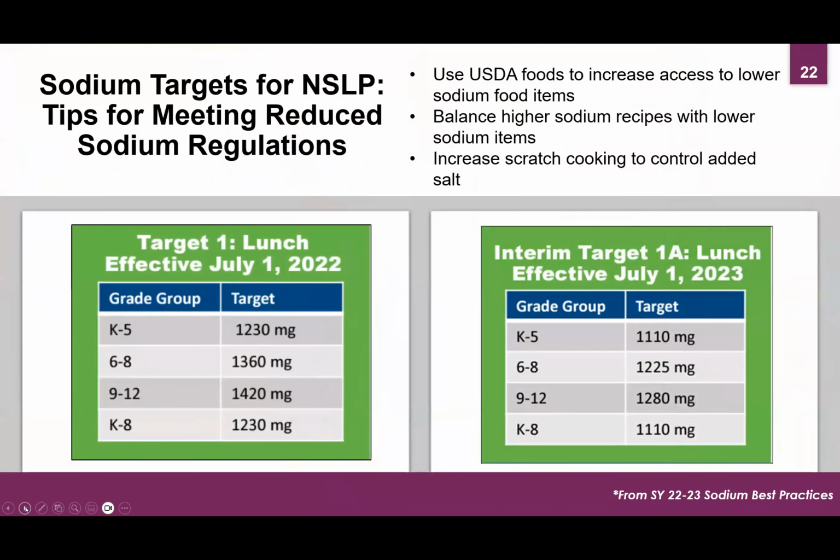So the sodium targets for National School Lunch Program, there's new regulations that came into effect this July. So make sure you're aware of it. It was decreased by 10%. And this will be in effect for the next 2 years.